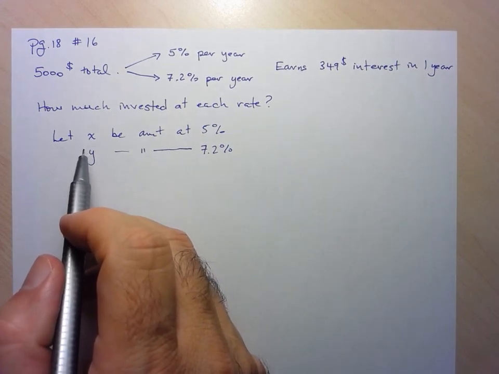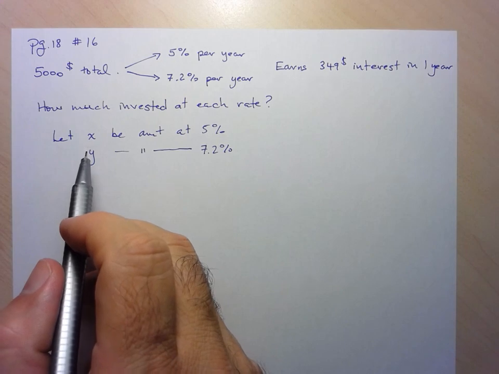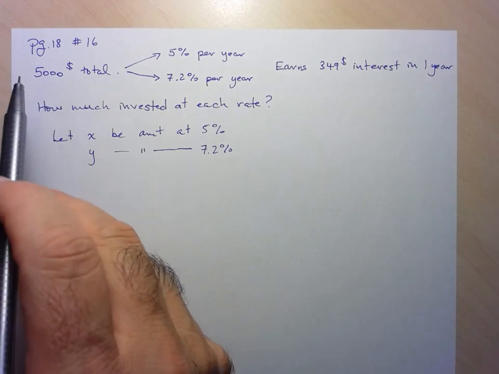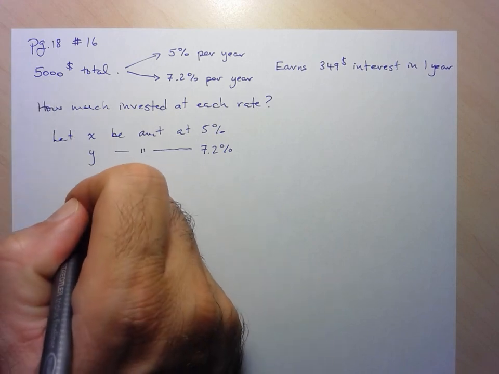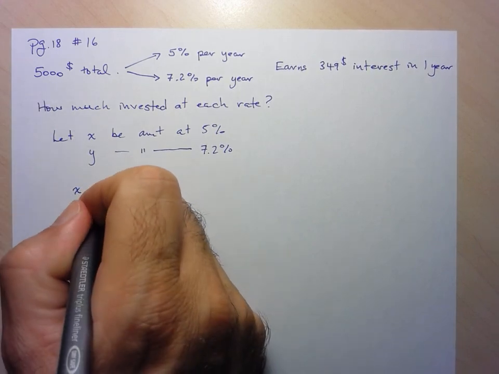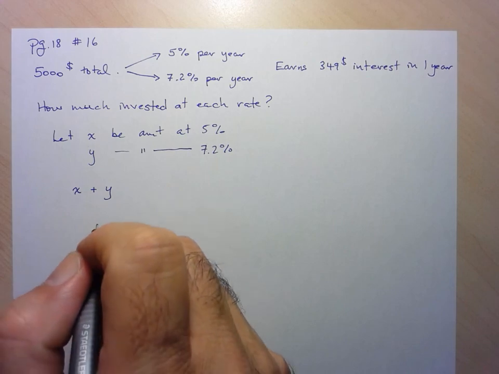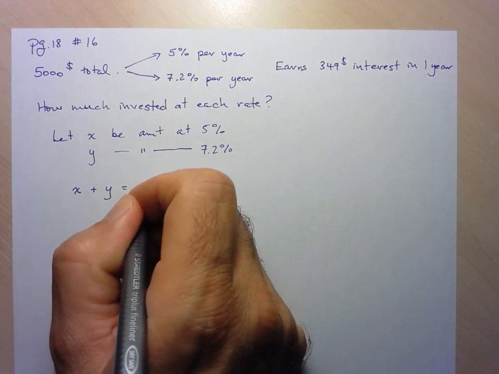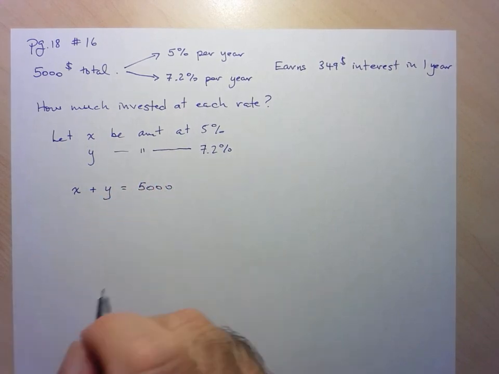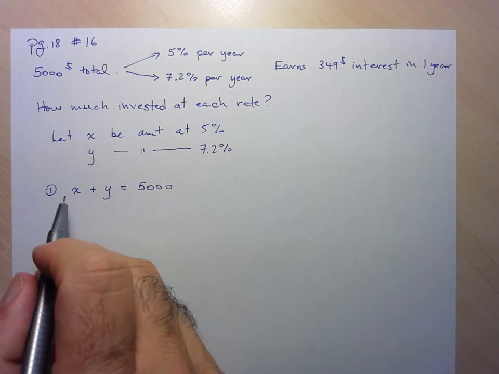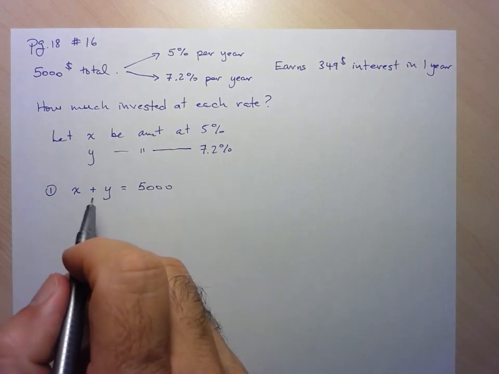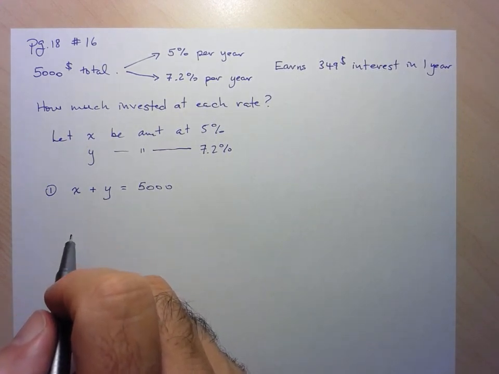This is where I think we can get our first equation pretty easily, because they tell us that the total is $5,000. So if I take the amount invested in the first account and add it to the amount invested in the second account, I get the total of $5,000. And lo and behold, we have an equation. But as we've seen, we can't solve an equation that has two unknowns. So we need a second equation.